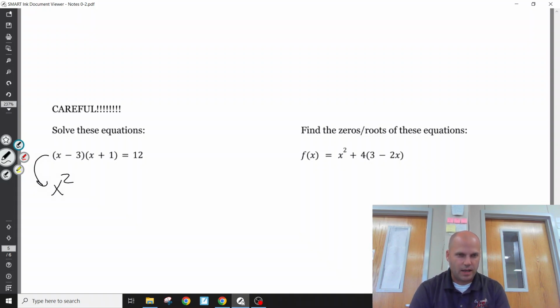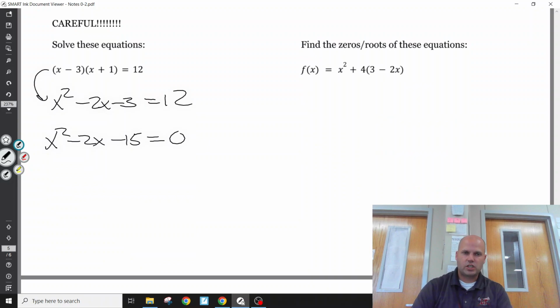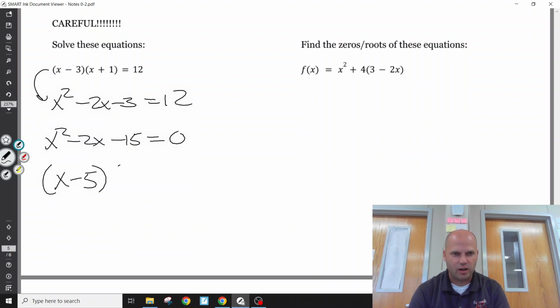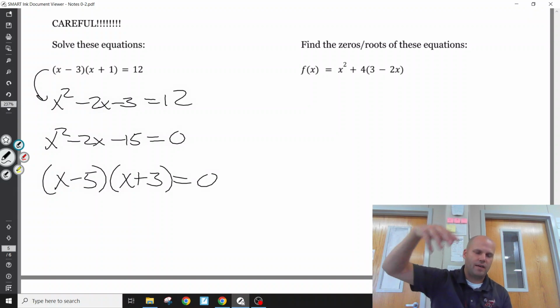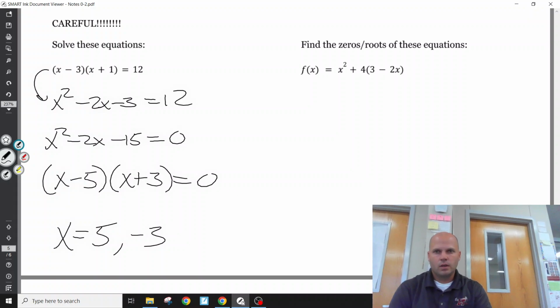So I'm going to use my understanding of distribution to quickly distribute. And then I'm going to subtract the 12 and realize that, oh, this quadratic can only be solved by factoring or undoing the distribution of x minus 5 and x plus 3, giving me my solutions 5 and negative 3, which are not obvious from these two options. Same here.